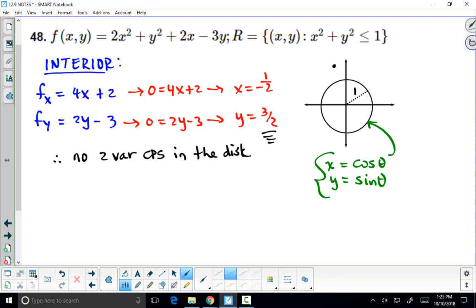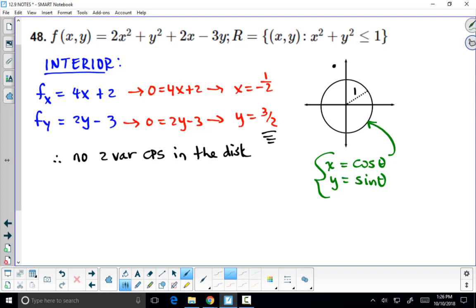So the absolute min and absolute max have to be on the boundary here. They're not on the inside. Because the radius is just 1, you don't have a coefficient in front of the cosine and sine. Exactly. Because the radius of that disk is 1, we have a 1 cosine and a 1 sine. If the radius was 4, we'd have a 4 and a 4.